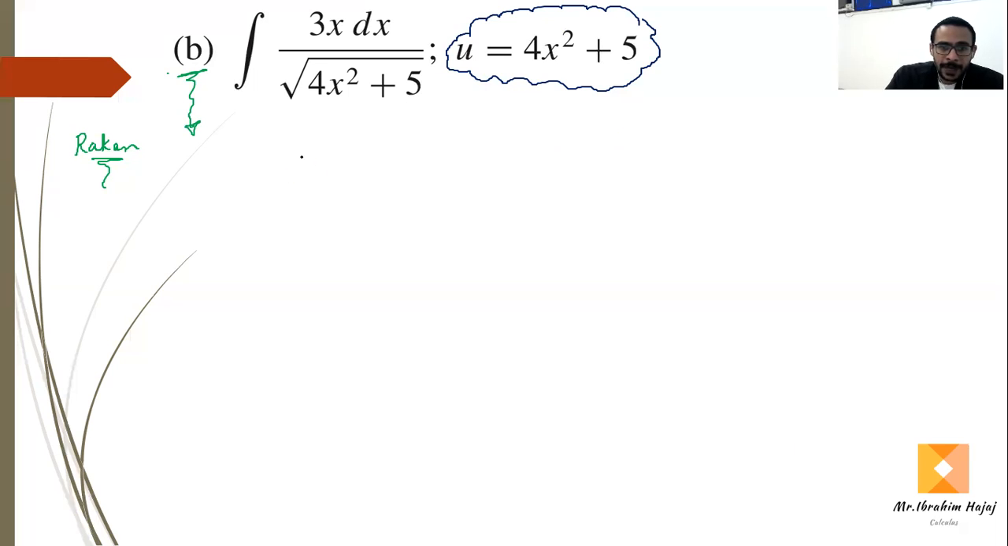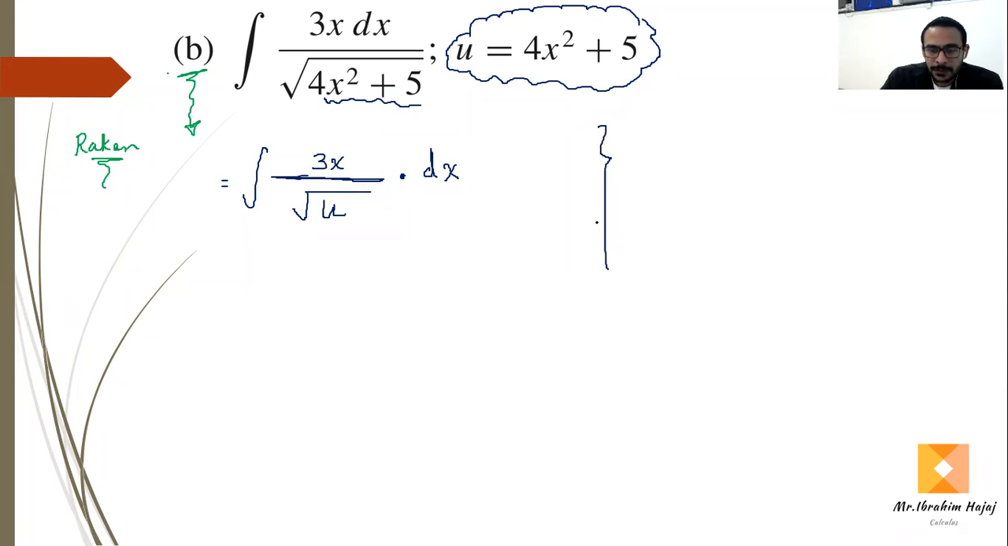Okay, we have to let what? We have to let the u. Yes, you can do it. Right, it's okay. Or solve it and then send it to me via WhatsApp. Over radical what? We will replace 4x squared plus 5 all as u times dx. So I have now two variables, u and dx.